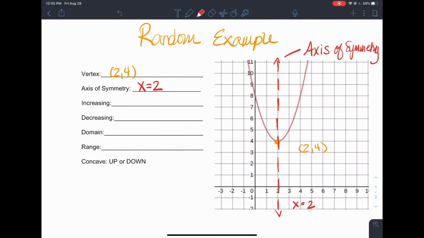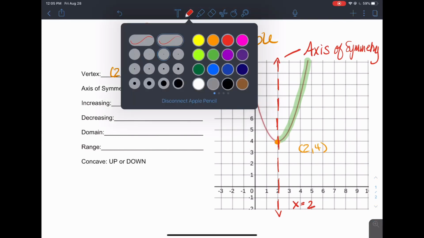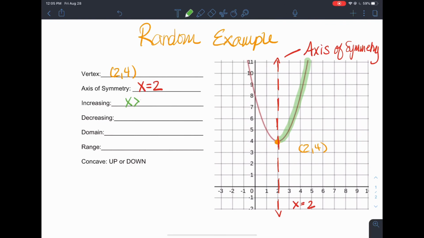Now, this parabola is increasing to the right of the vertex, right? If this was a graph of temperature, the graph went down, reached a low point, and then started going up. So it's increasing over here. So it's increasing when x is greater than 2. Now, it's decreasing over here, right? If this was a graph of temperature, that's when the graph is decreasing. So it decreases when x is less than 2.